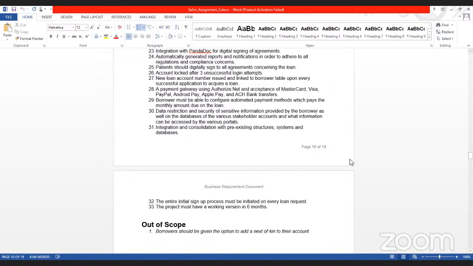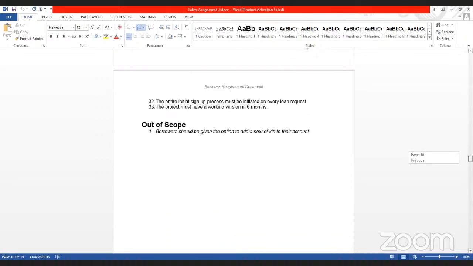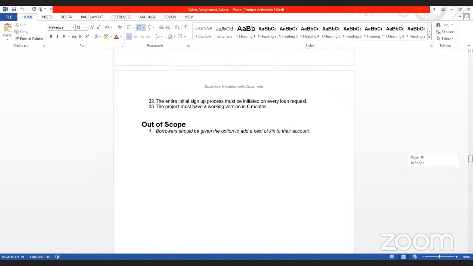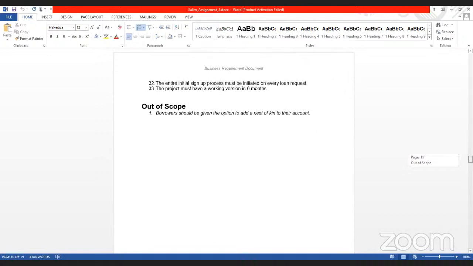So we also have to account for integration with the pre-existing systems, infrastructures, and databases. As I said, the staff may already have their own database, so we would have to account for integrating our platform with such a system or database.